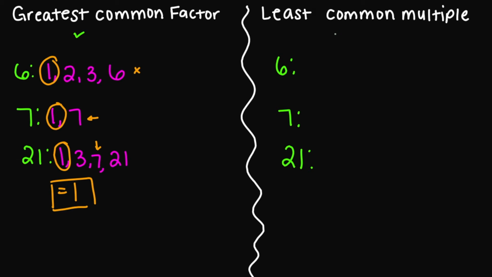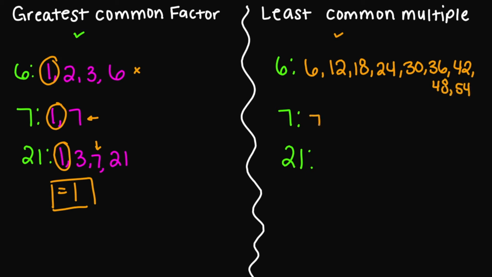So let's look here for my LCM. Let's list the multiples of 6. We have 6, 12, 18, 24, 30, 36, 42, 48, and 54. For my 7, we have 7, 14, 21, 28, 35, 42, 49, 56, and 63, and we'll stop here for now.